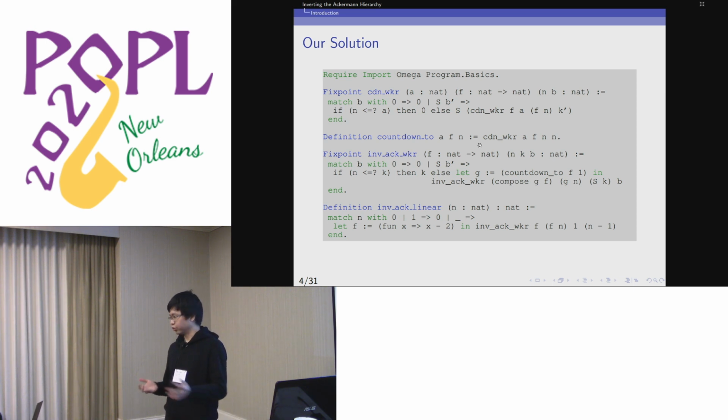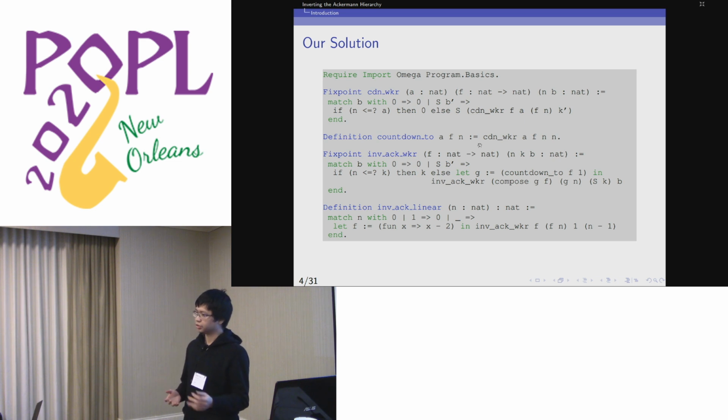But in order to prove that it's the correct value of the inverse Ackermann function, yes, of course, we wrote a lot of proofs. It's in our GitHub code base, which is also in the, if you click on the preprint link on the conference, you will be directed to our GitHub page where you can see all the Coq code as well as the paper in PDF.